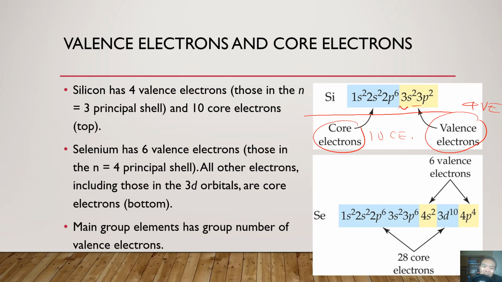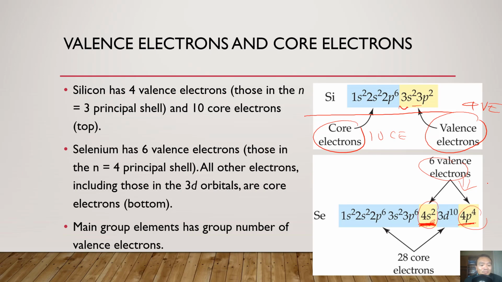For selenium, the example which we already worked on, it's slightly more confusing because 4s is embedded in between the 3p and 3d. The outermost shell is n equals 4. You would have 4s2 and 4p4. You count both of these together, and that will give you 6 valence electrons. Everything else is considered core electrons, which is 28.